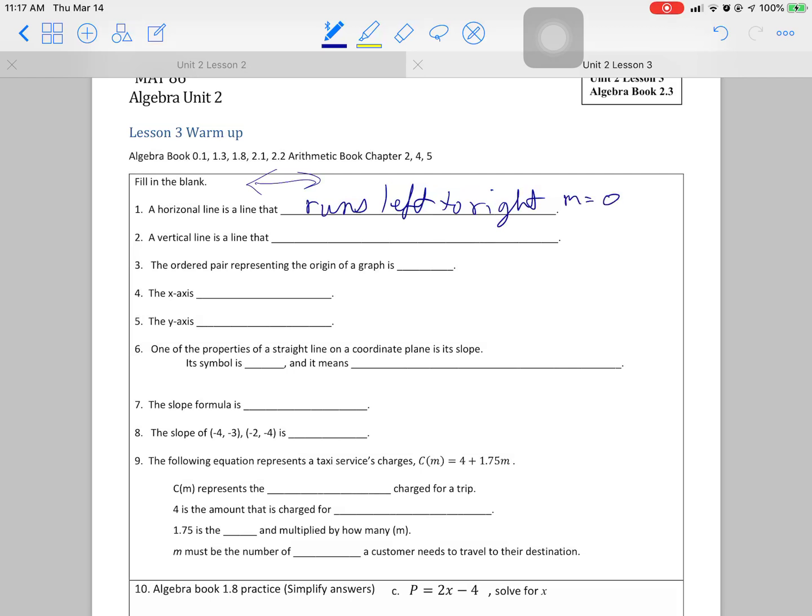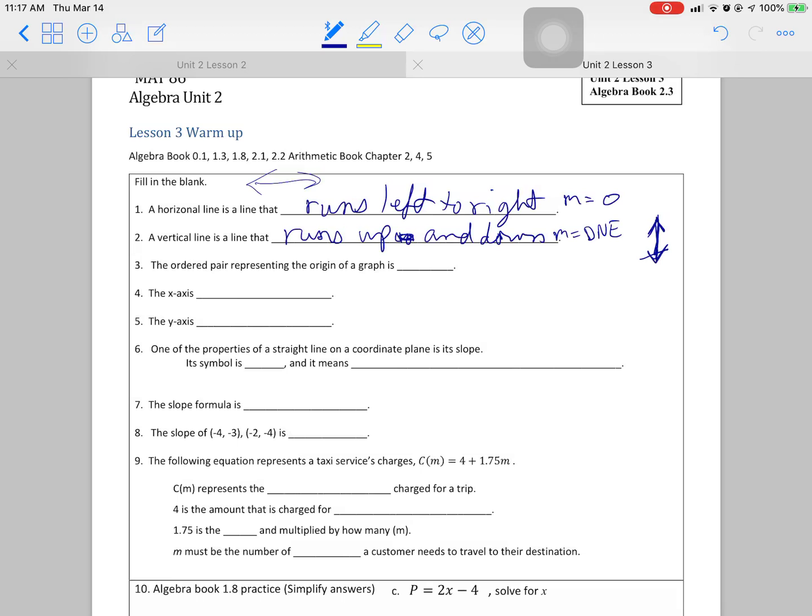Okay. A vertical line runs this way. It's not number 1. It runs this way. So it runs up, geez, I can't write, and down. Sorry, this is really sloppy. And has a slope that does not exist. Okay.